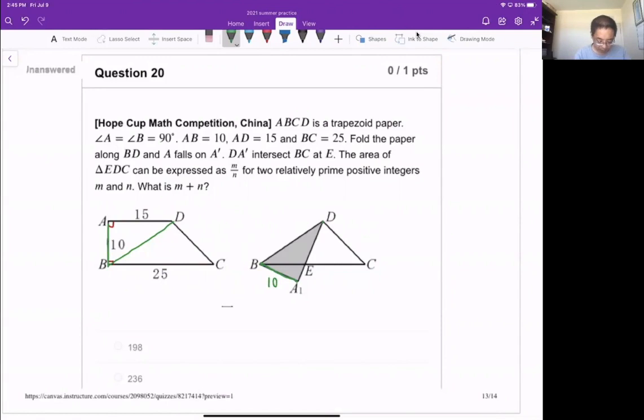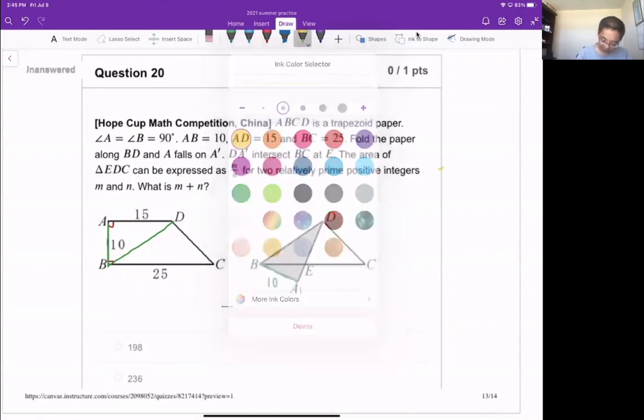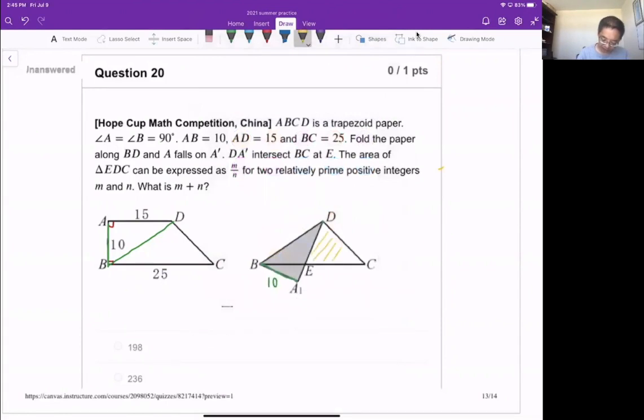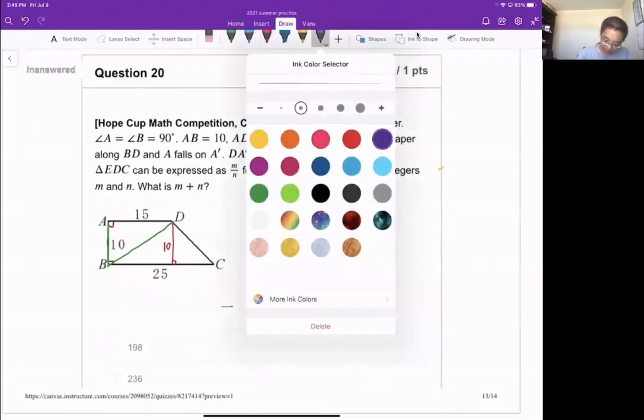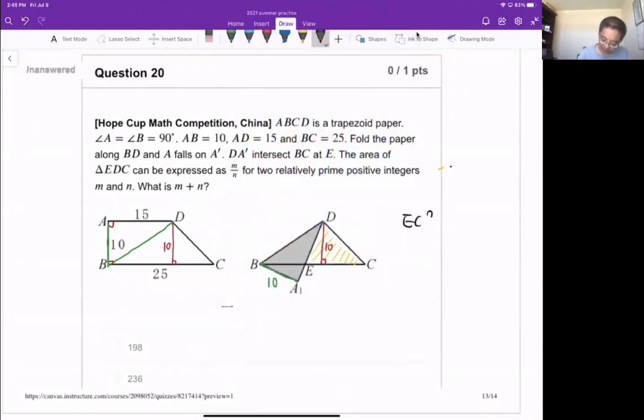Now we need to find the area of the triangle DEC. To find the area of triangle DEC, let's find the height. So I draw the height to the side EC. Now this height is obviously the same as this one, and this is 10, and this is also 10. In order to find the area, we just need to find the base, right? If we are able to find EC, then we are done.